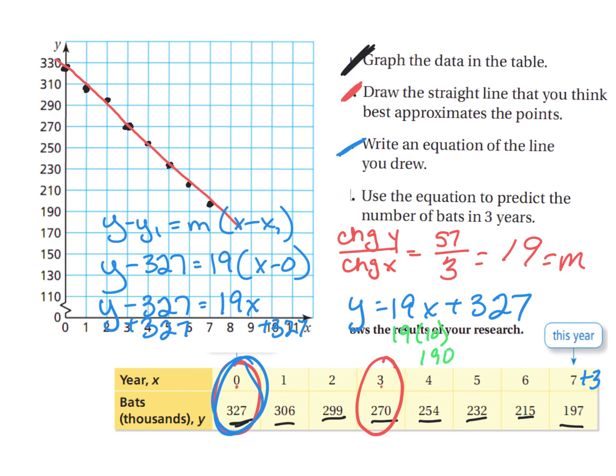Let's go back to our slope. I'm going from 327 down to 217, so this should be a negative number. So our slope should be negative 19 because we're going down. So negative 19 times 10 is negative 190 plus 327. So now if I put that into my calculator, I get 137 bats after 3 years, in 3 more years.